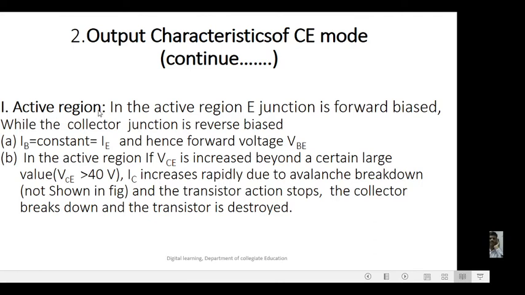Finally, in the active region, the emitter junction is forward biased while the collector junction is reverse biased. IB is equal to constant.